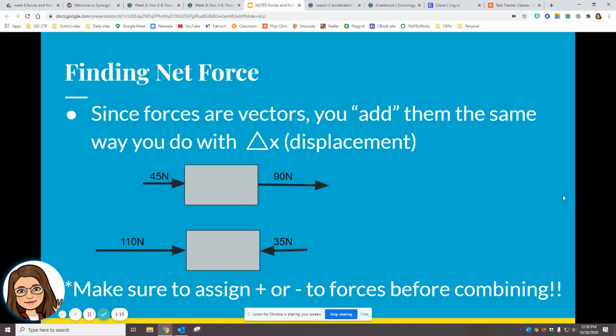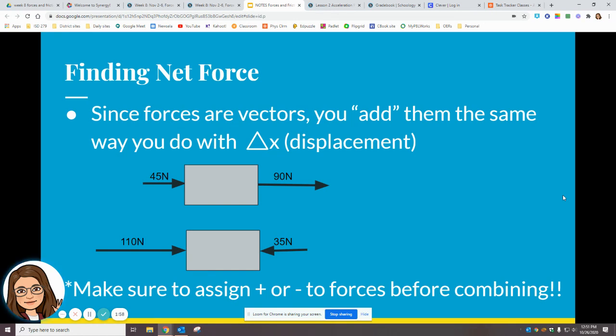So for finding net force, forces are vectors, so you're going to add them similar to what you did with displacement. I know this year we did it a little bit different, but you are going to look at the direction that the arrow is pointing, and then decide, is that a positive or a negative? And then add them together. In the first example, you have 45 newtons pointing towards the right, and towards the right is a positive number. 90 newtons to the right, which is also positive. So I would add a positive 45 and a positive 90 to get a positive 135 newtons.